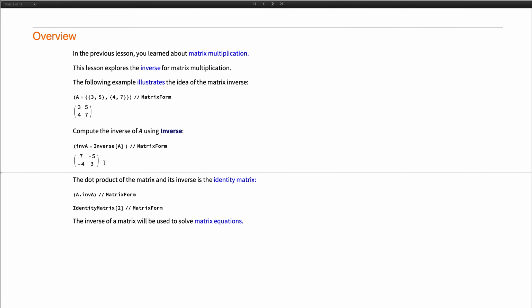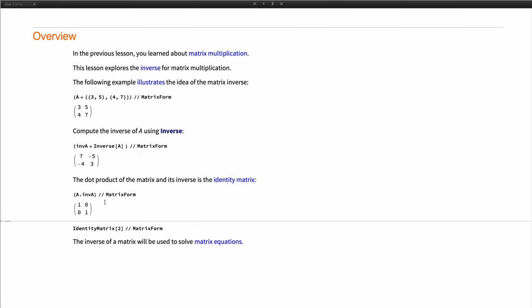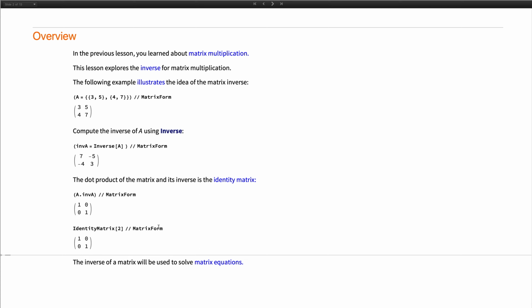Now, when I say that that's an inverse, what I mean is that if you do a dot product of the matrix A with its inverse, then you get back not the number 1, but something that looks like the number 1, but is really the identity matrix, in this case of order 2, with 2 rows and 2 columns, and ones along the diagonal. So that's the idea of the inverse, and the inverse of a matrix will be used in this lesson to solve matrix equations.